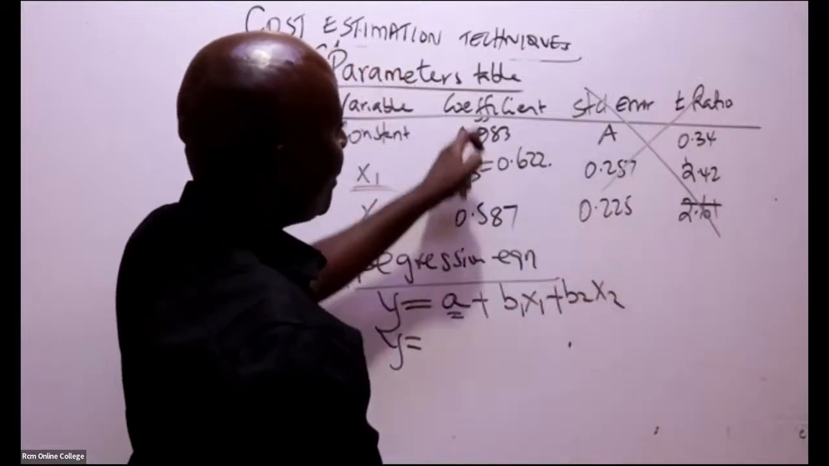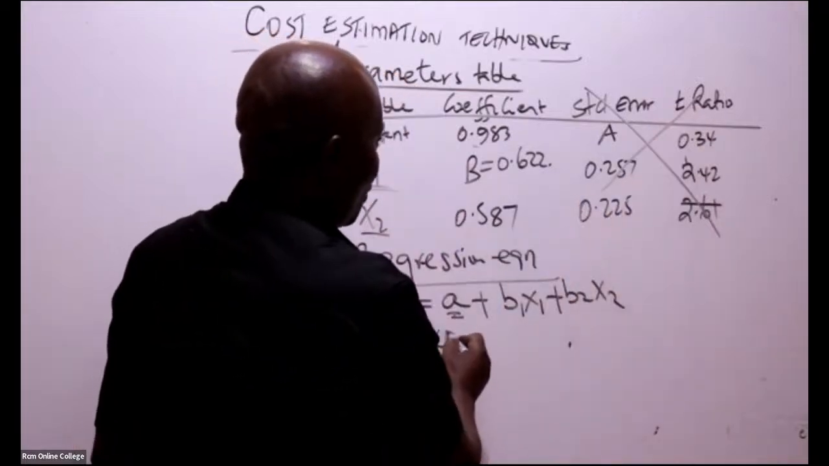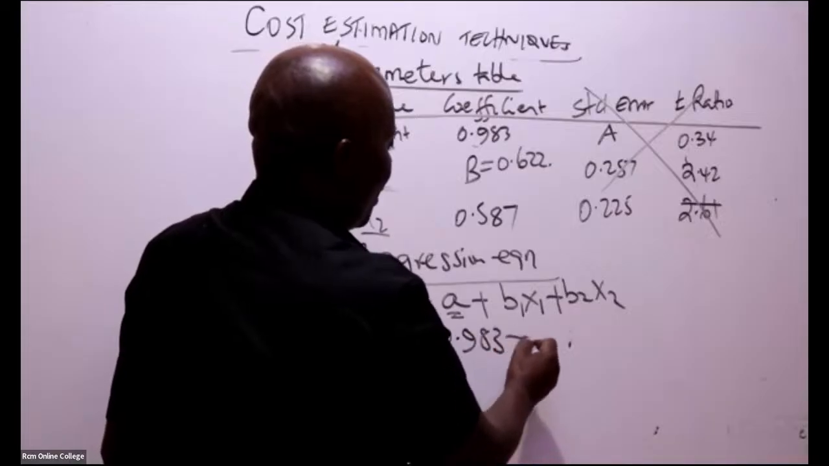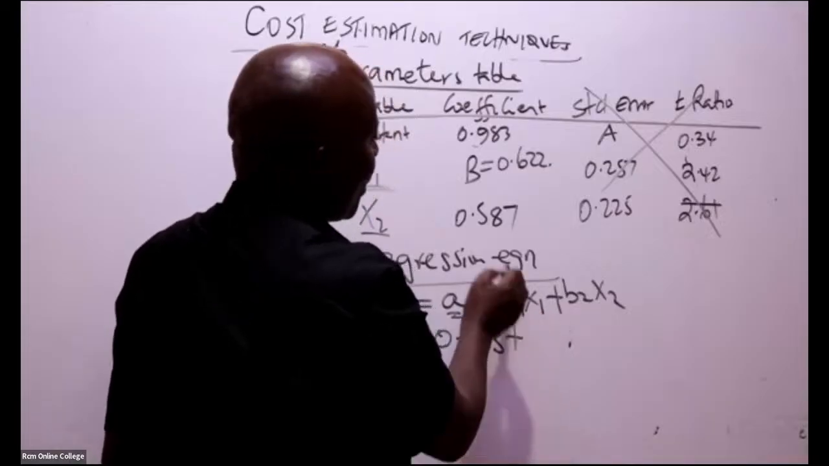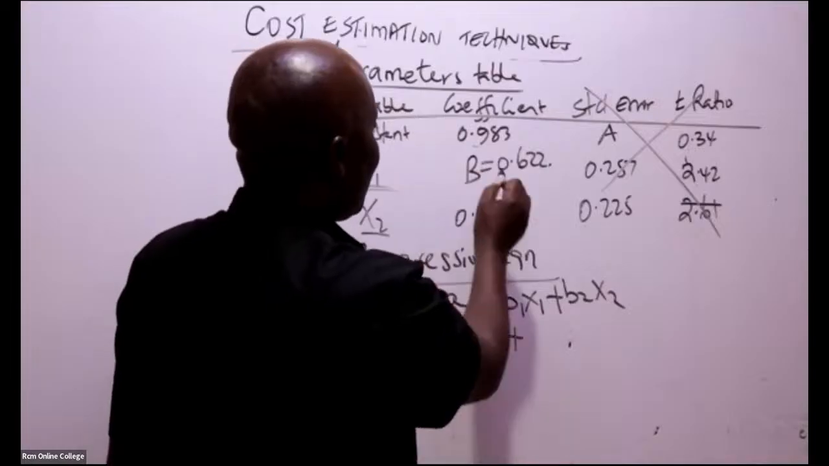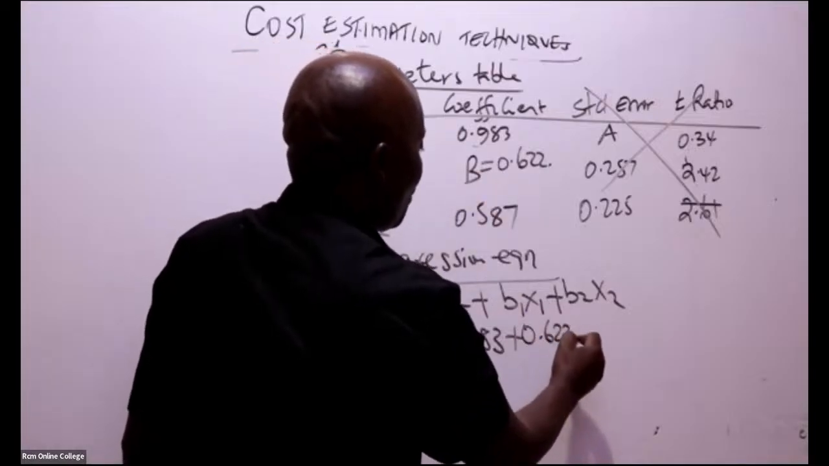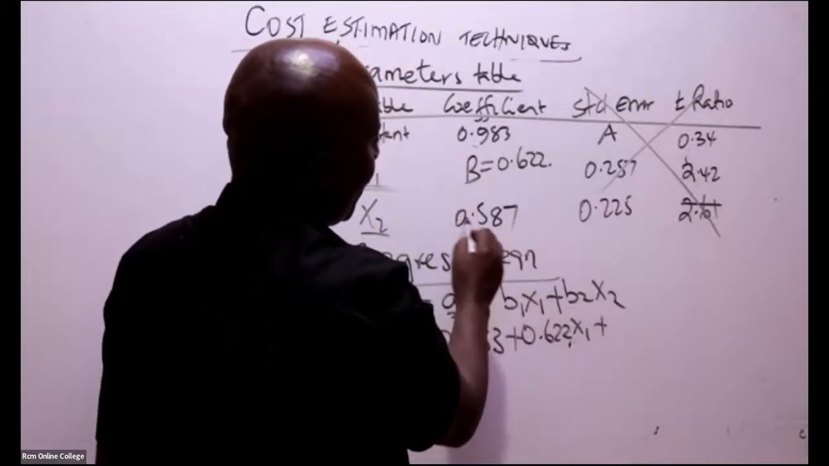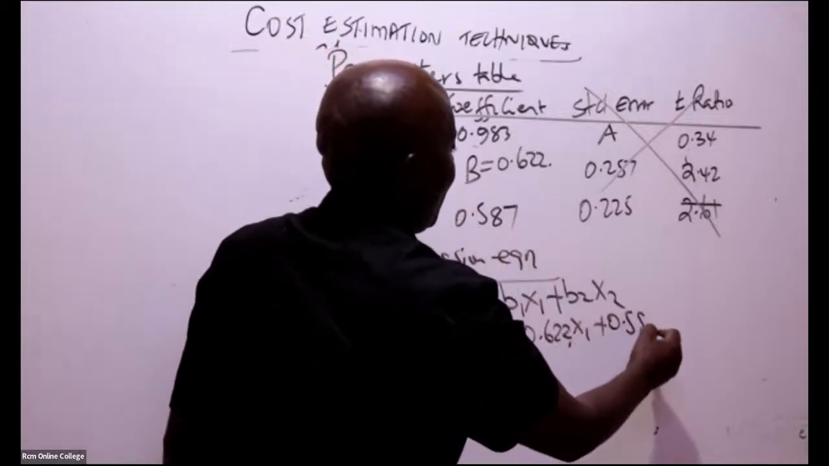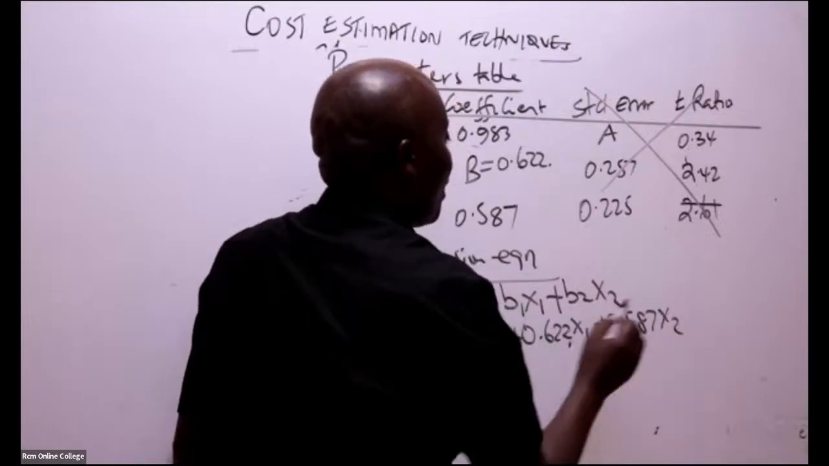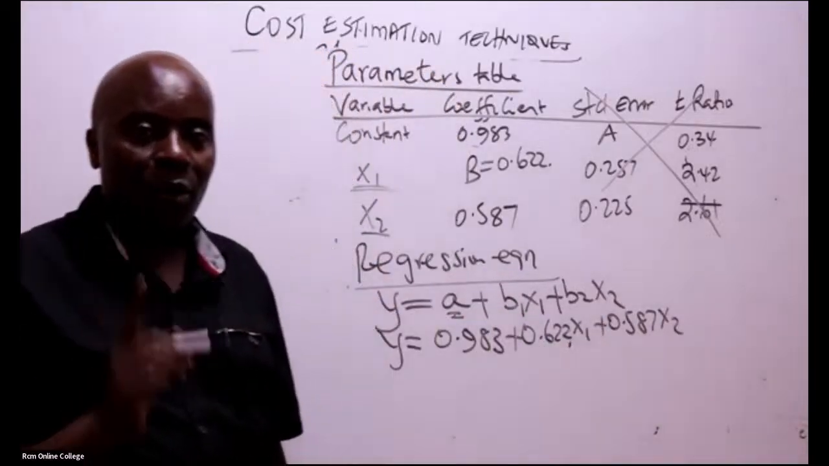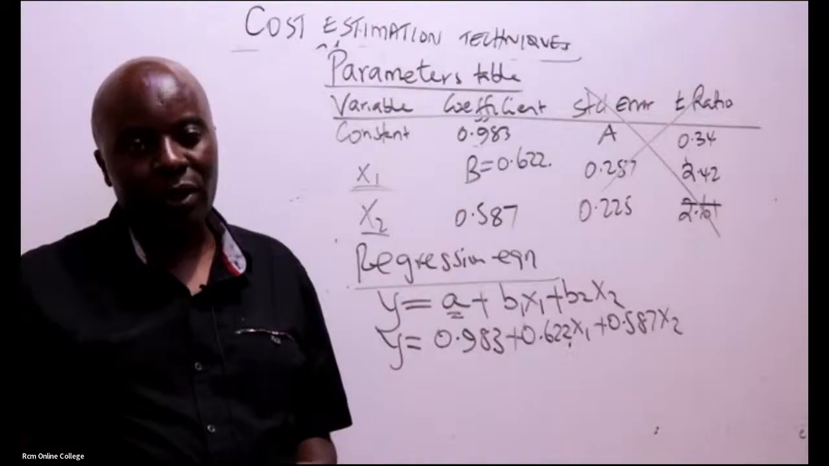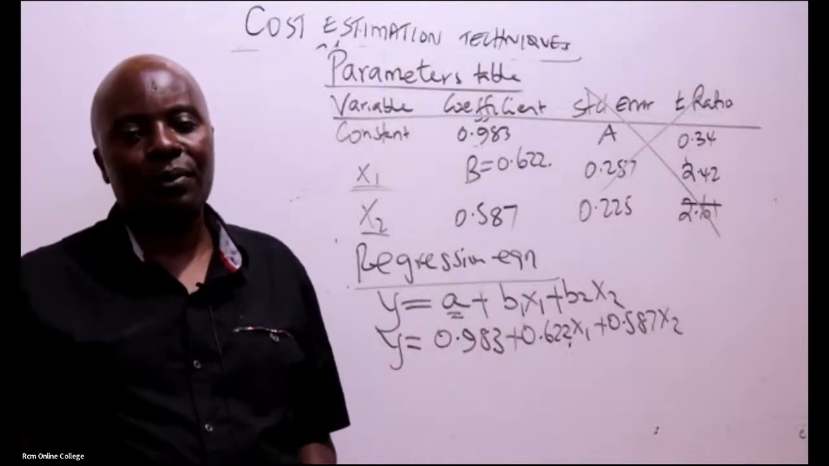We are only looking at these parameters. So the constant is 0.983 plus the coefficient of X1, which is this one here, 0.622 X1, plus the coefficient of X2, which is 0.587 X2. This came last semester, and most of you were not even able to answer that question. It was a straightforward question.